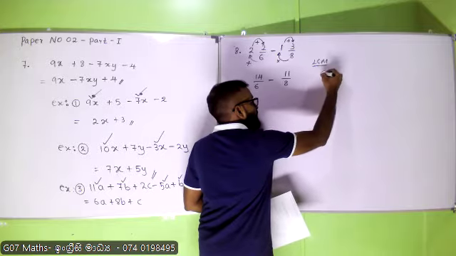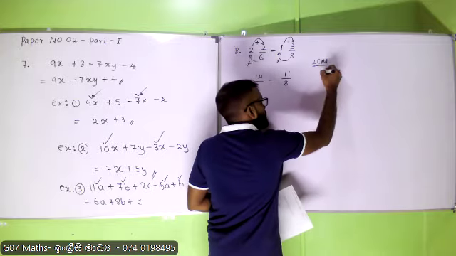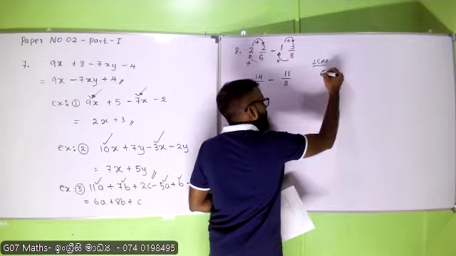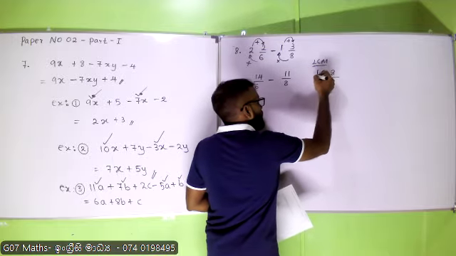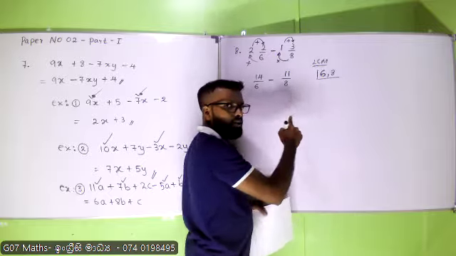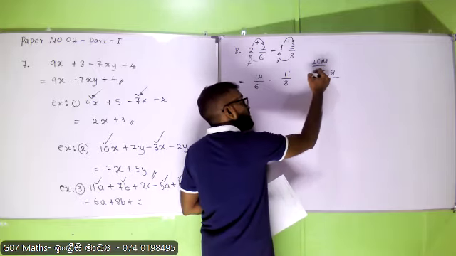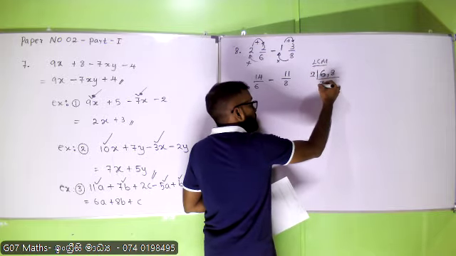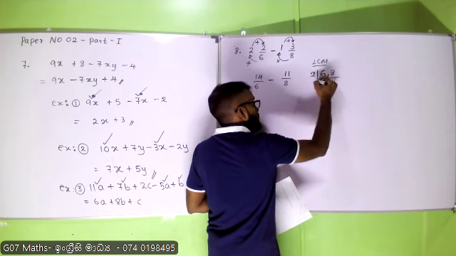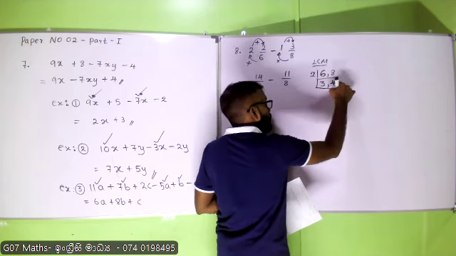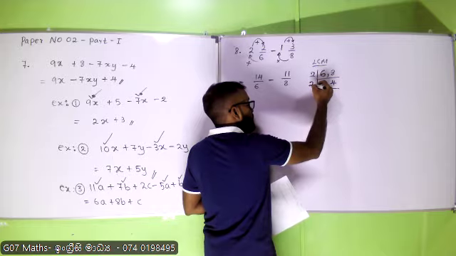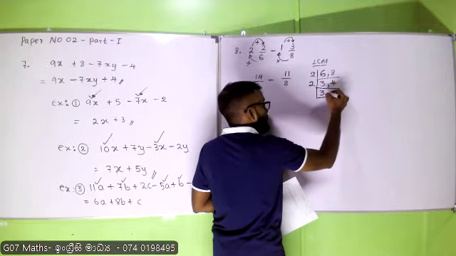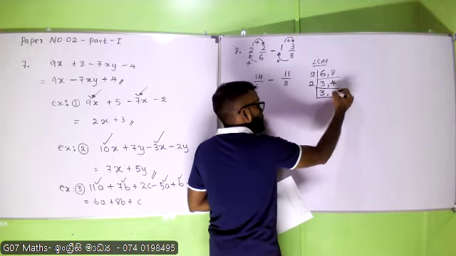So the LCM of 6 and 8, how are we going to find it? We have to divide 6 and 8 by the smallest prime factor, which is 2. 2 times 3, 6. 2 times 4, 8. Then again, I can divide this 4 by 2. 3 cannot be divided by 2, so keep it as it is. 2 times 2, 4.